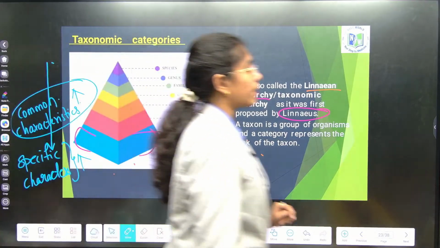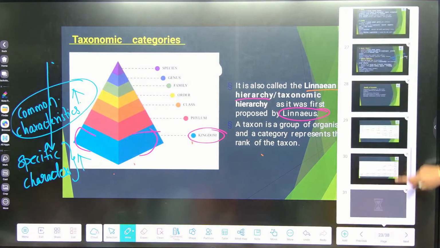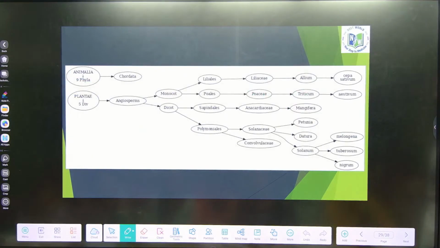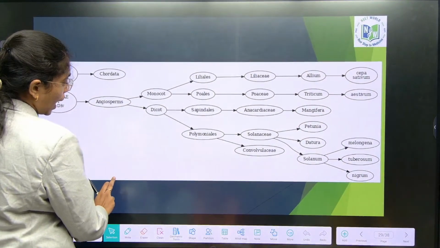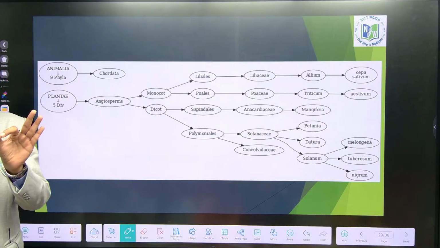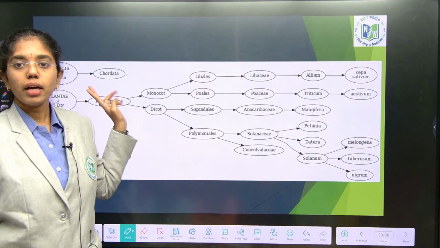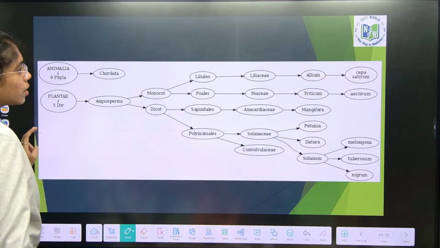Understood? Clear? Clear with taxonomic categories? Next. To remember it more efficiently, I have provided a table. If you remember this one table, it is enough. And you have to remember the common characters shared in each taxon. These 2 tables I have provided. If these are in your mind, you can answer any question from taxonomic categories.